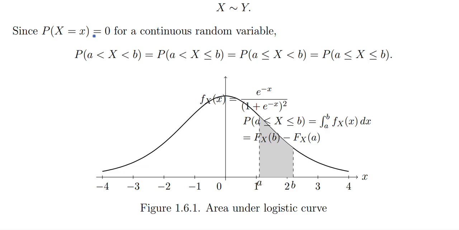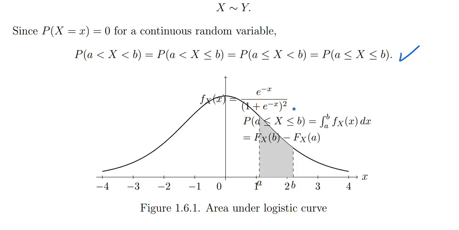Since the probability of X equals x is 0 for a continuous random variable, the probability of a less than X less than b and so on does not change whether you include a point probability or not. So this is very much clear.